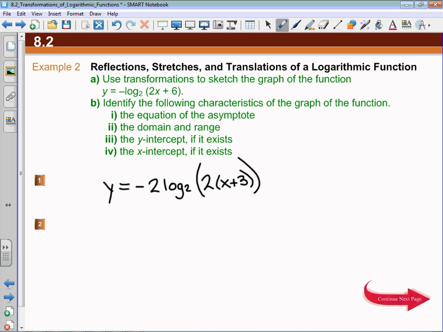Based on this, what I can say, and that 2 just kind of appeared, sorry about that, is that this should just be negative log. So I'm going to identify that a is -1, b is +2, and h, really importantly, is -3.